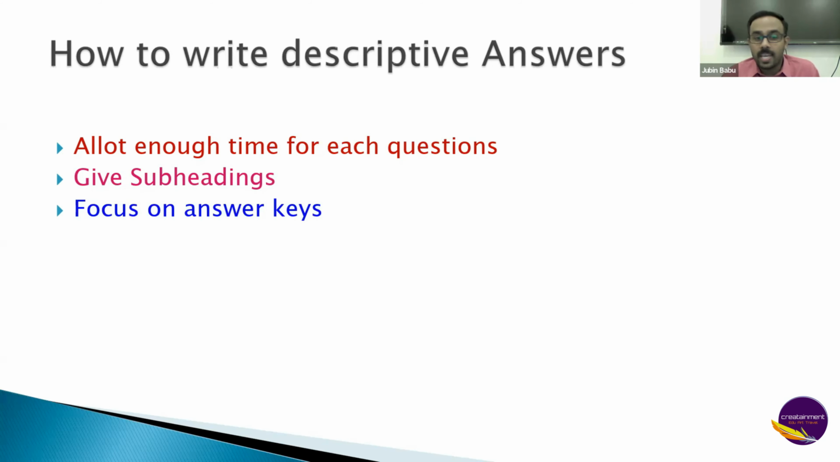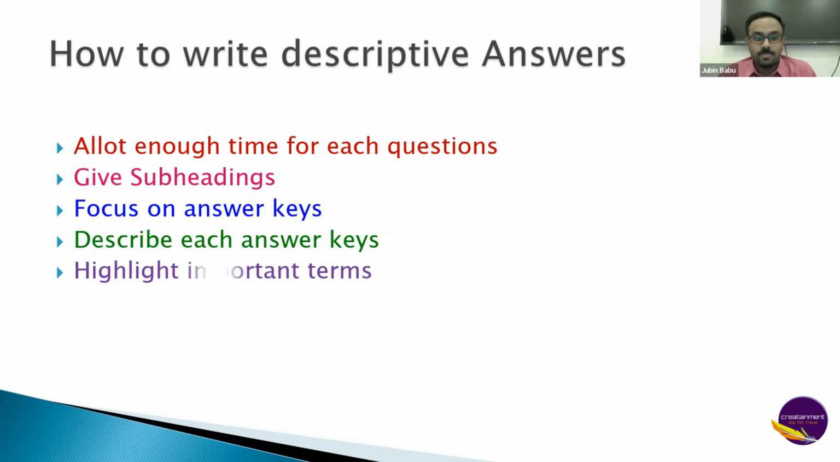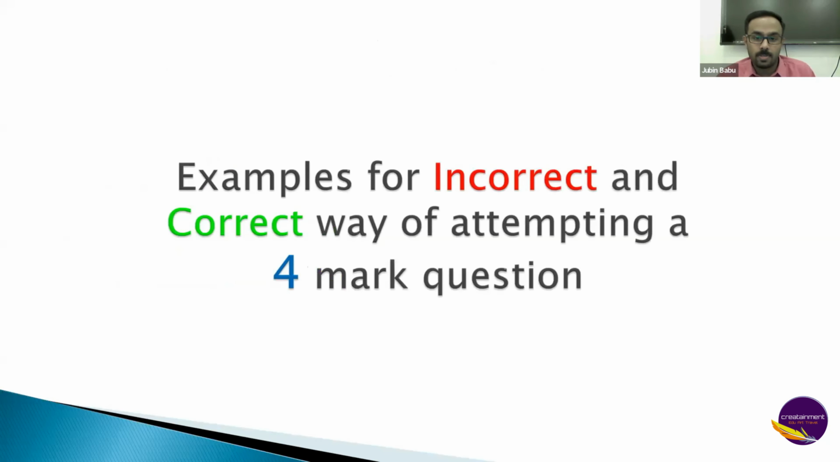There are students who write one or two pages for 2 mark questions and just 2-3 lines for a 4 mark question. There we are wrong. Describe each answer key. Highlight the important terms by underlining or by putting inverted commas. We should not allow any evaluator to miss our learned key terms. So it is better to underline them, but the answer paper should not be full of underlines. Only the key terms should be underlined so that they will easily focus on them.